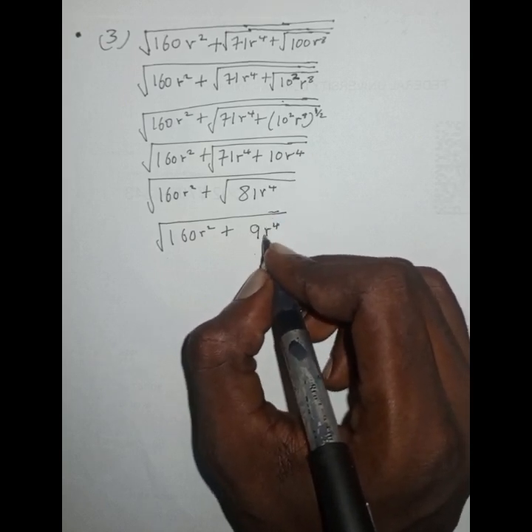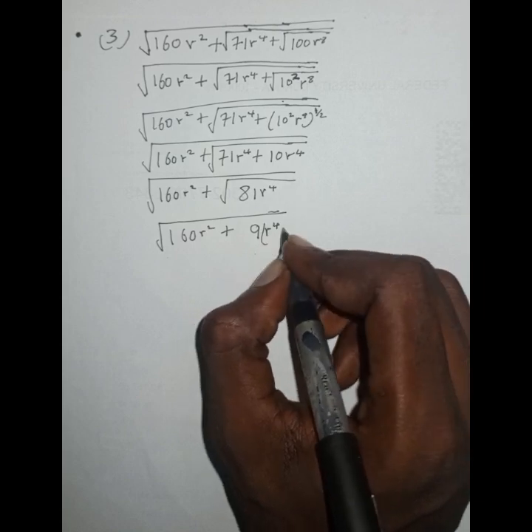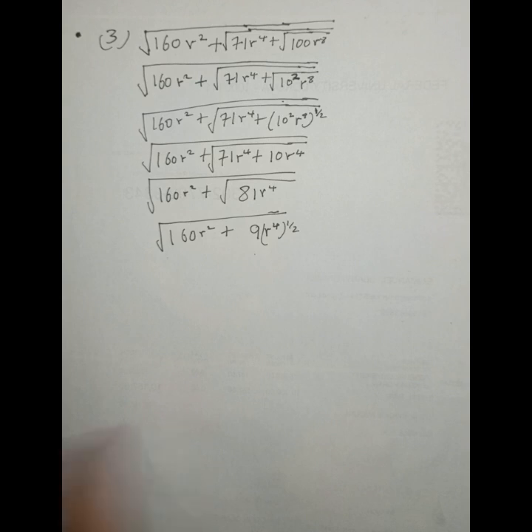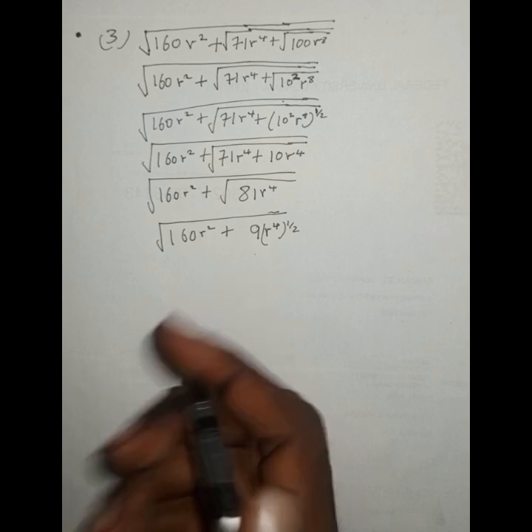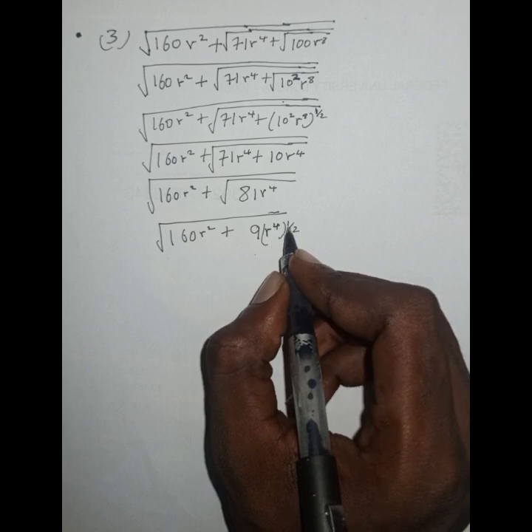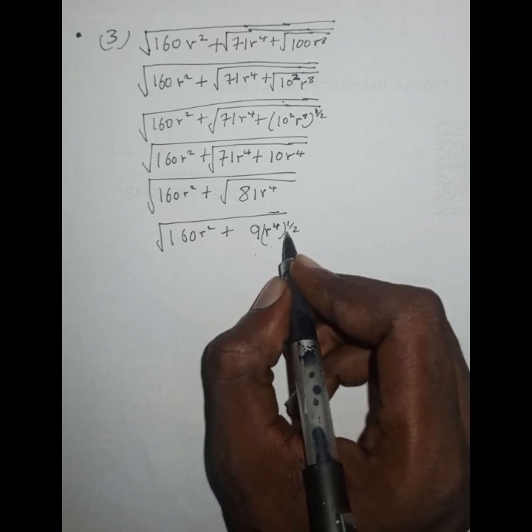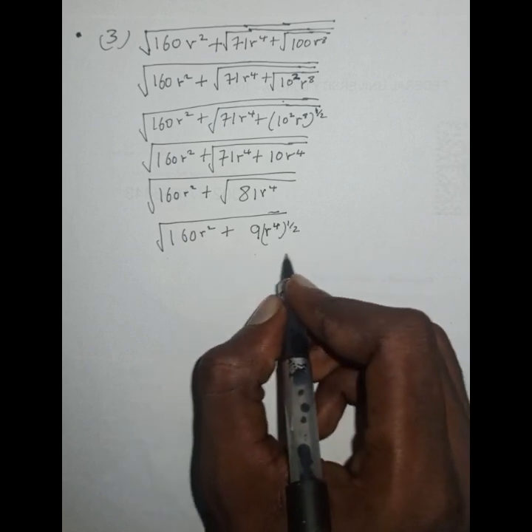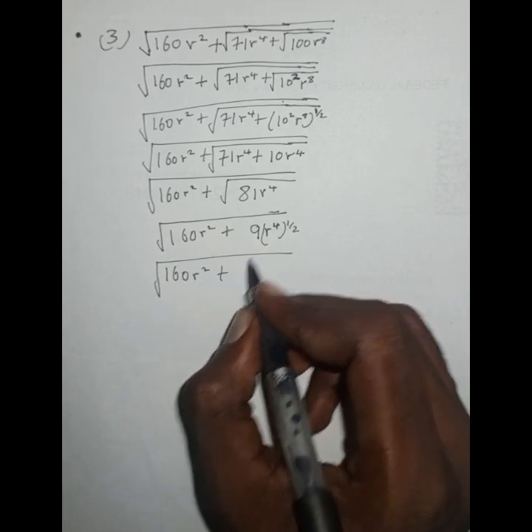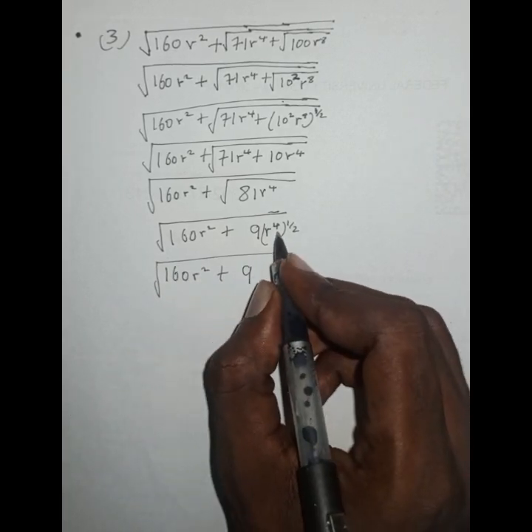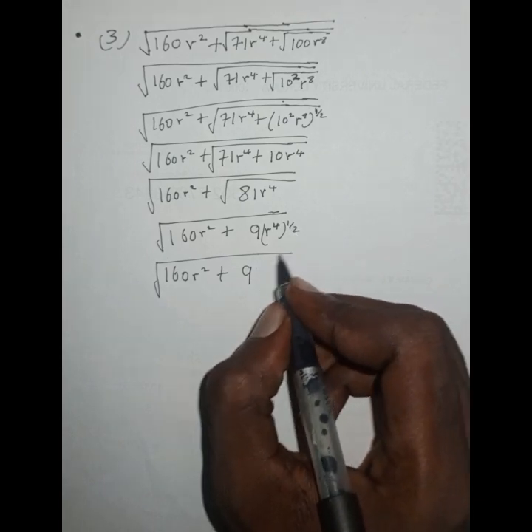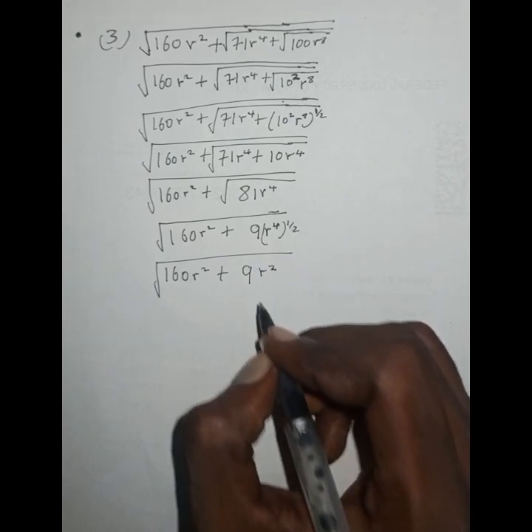So having this, I can write this, in brackets, as 1 over 2. So I have r raised to the power of 1 over 2. The square root of 81 is 9, so I've already sorted that out. So I have the square root of r raised to the power of 4, which can be written as 1 over 2. So I have this as 160 r raised to the power of 2 plus 9 times r. 4 times 1 over 2 is 4 over 2, which is 2. So I have r raised to the power of 2.